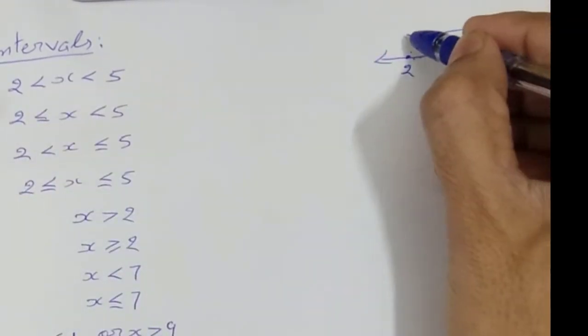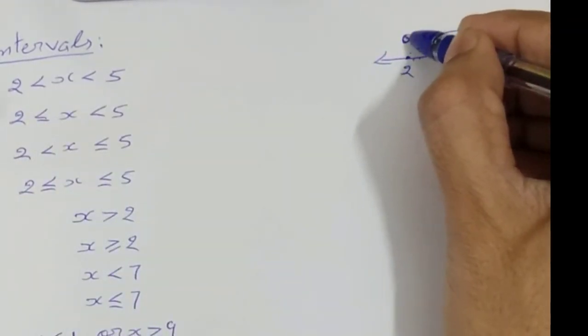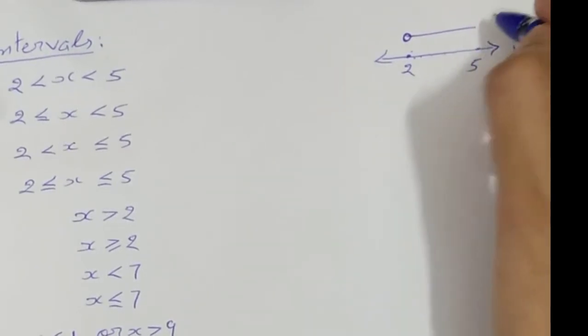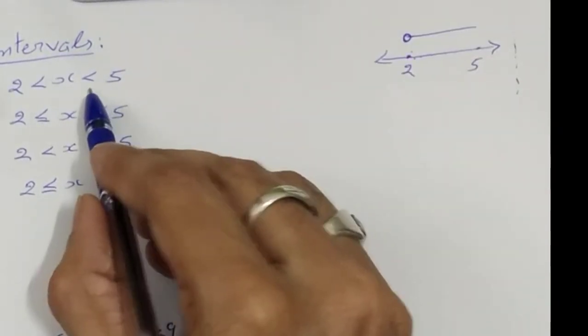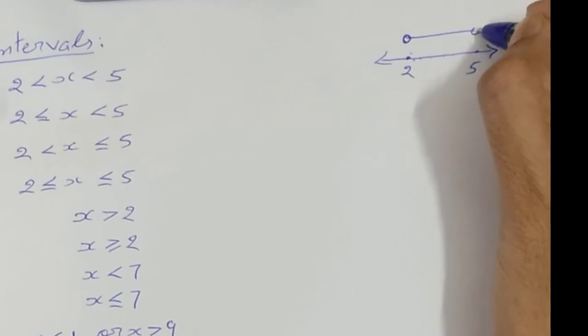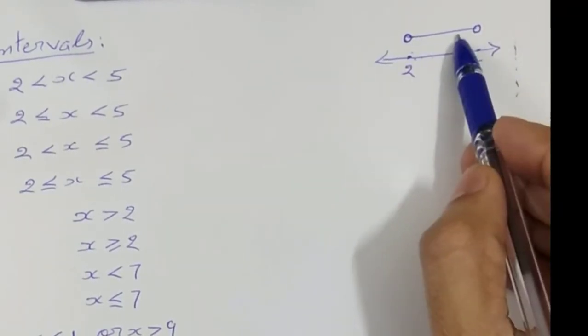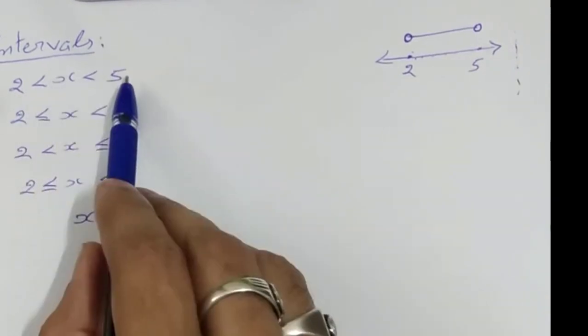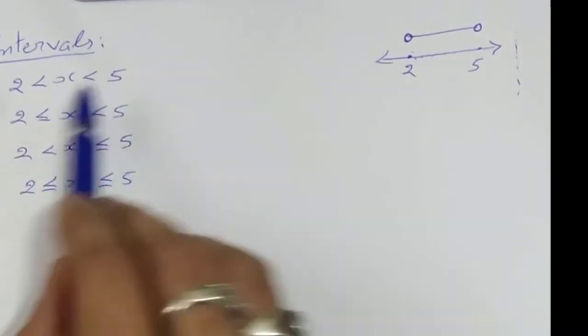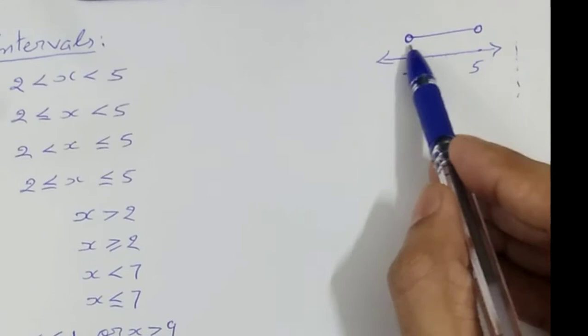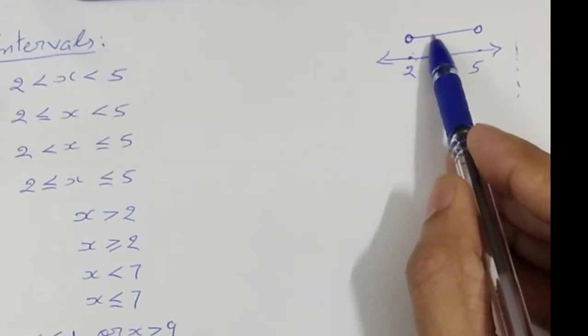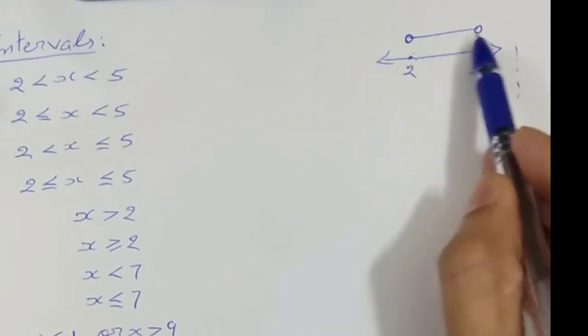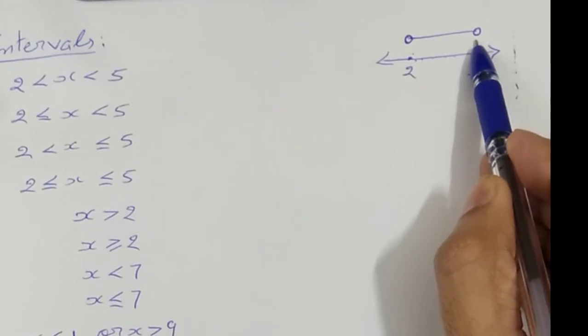How do we show it? So if 2 is not included, we put a hollow circle over here, and 5 is not included in this, and we put a hollow circle over here. This represents this situation diagrammatically. All the values lying between 2 and 5, and 2 and 5 are not considered. All the numbers between 2 and 5, and 2 is not considered, as well as 5 is not considered.